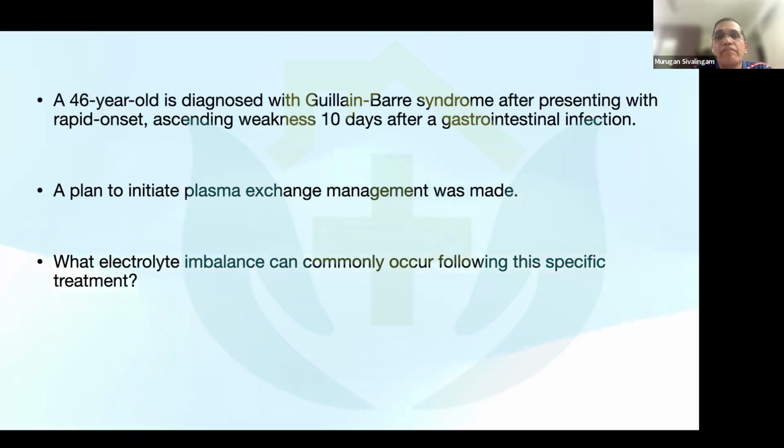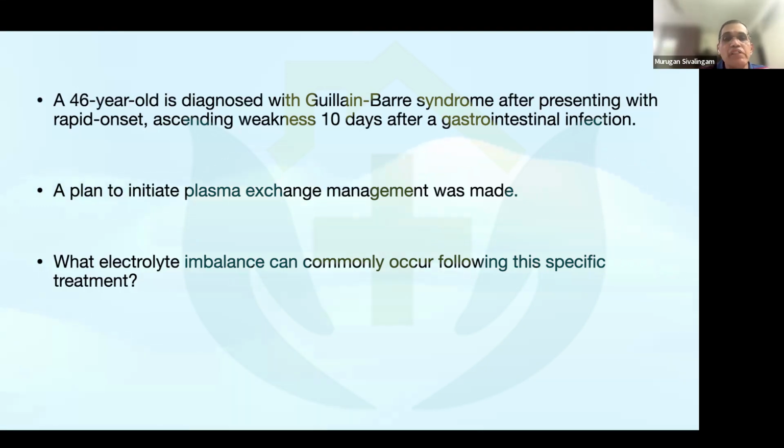Someone who's diagnosed as having Guillain-Barré syndrome is presenting with a rapid onset ascending weakness 10 days after having a gastrointestinal infection. A plan was made to initiate treatment with plasma exchange. As you know, the standard treatment for Guillain-Barré syndrome is usually either plasma exchange or IVIG, IV immunoglobulins. Plasma exchange is quite effective for this condition along with a number of other conditions. But sometimes we may run into certain issues.